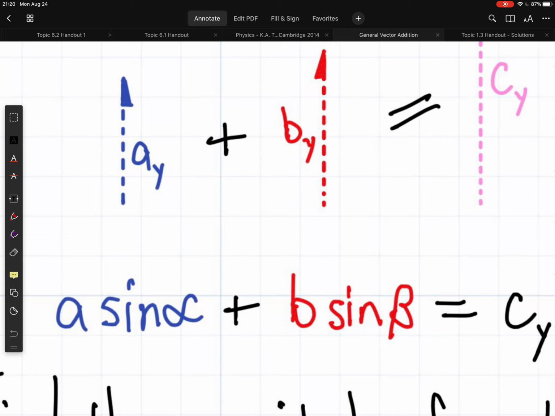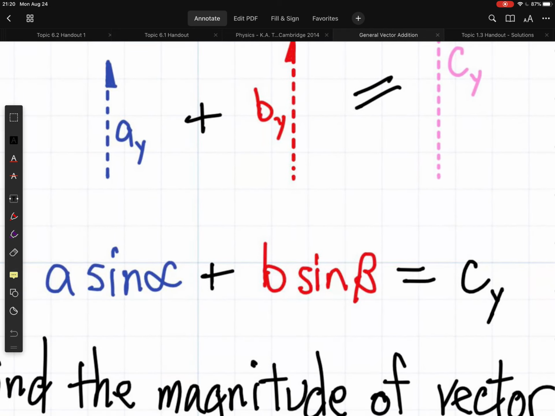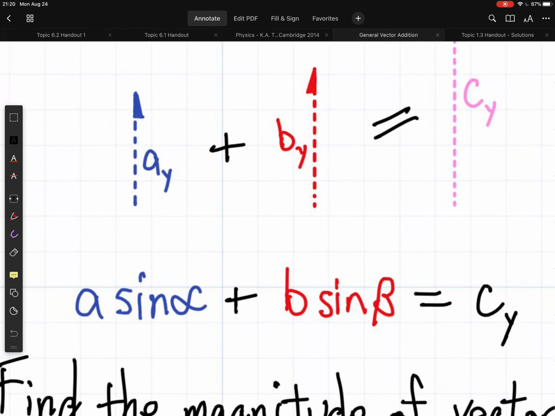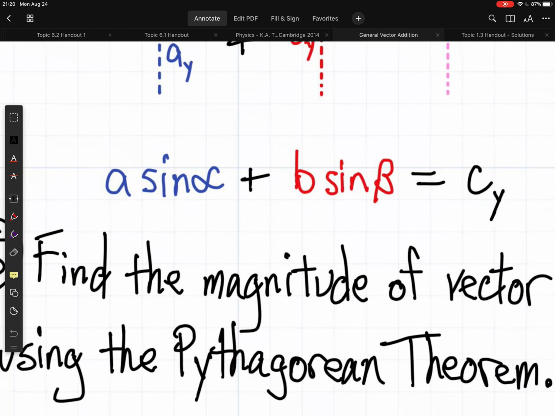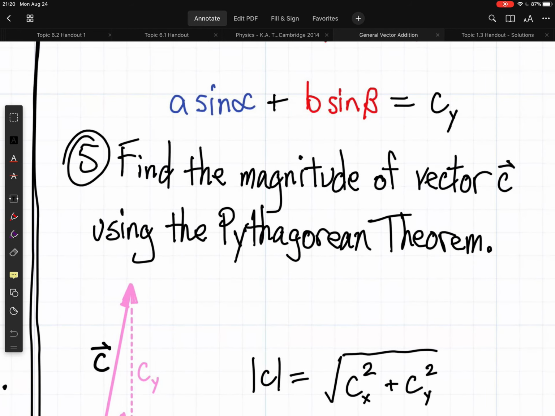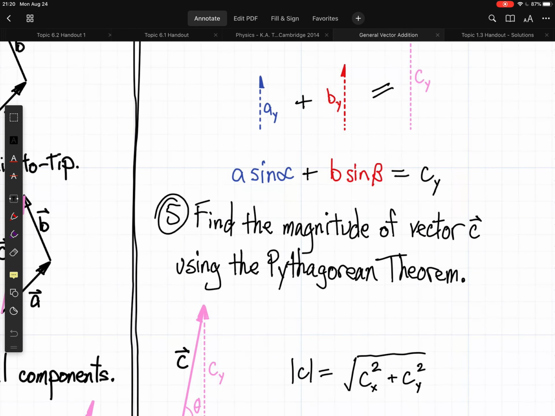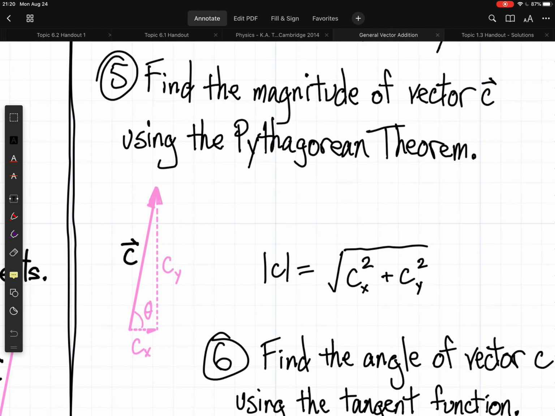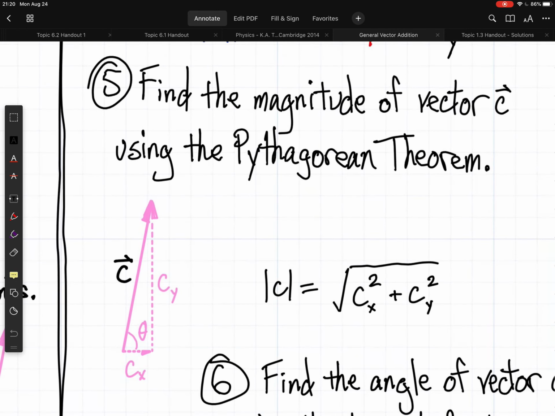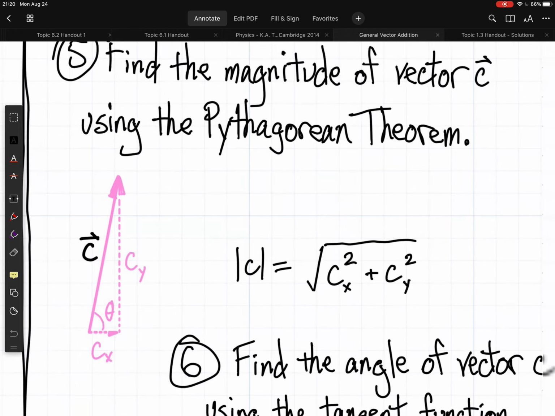Here we use sine functions, but the process is the same as before, so I'm not going to bore you with a description. But this will give you the algebraic sum of C sub y. From here, once we have identified the horizontal and vertical components of our resultant vector, we can find the magnitude of vector C using the Pythagorean theorem. Very straightforward.